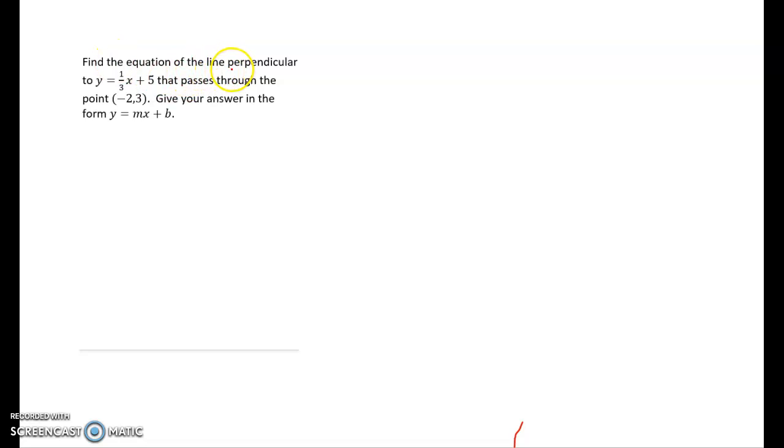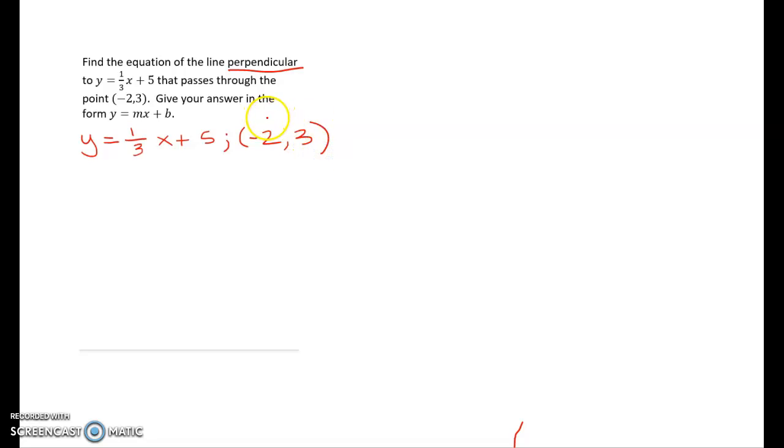Find the equation of the line perpendicular to y equals 1/3 x plus 5 that passes through the point -2, 3. So let's write that equation out. Y equals 1/3 x plus 5 and passes through the point -2, 3.